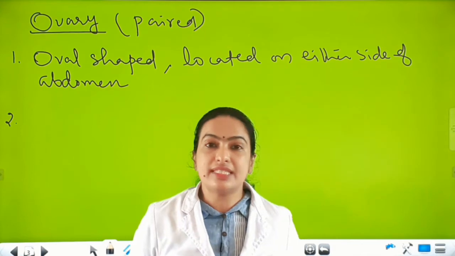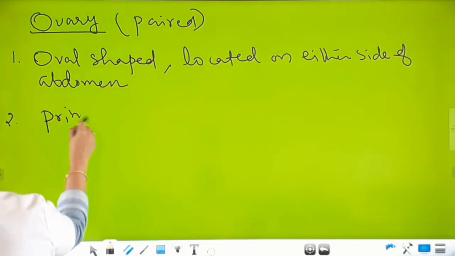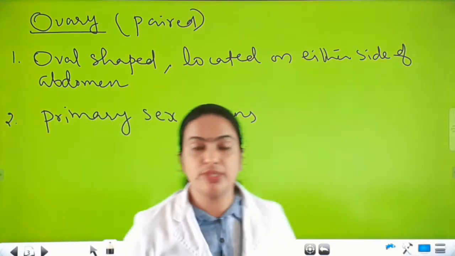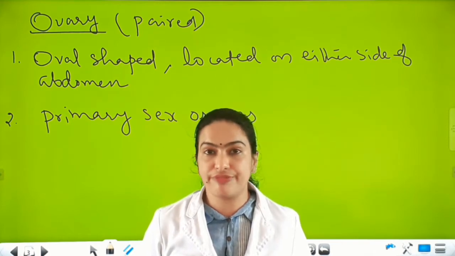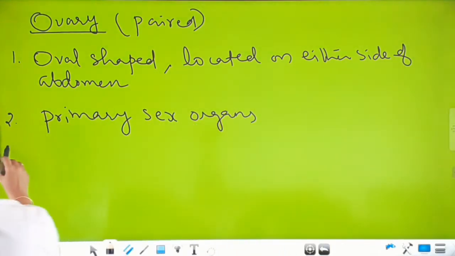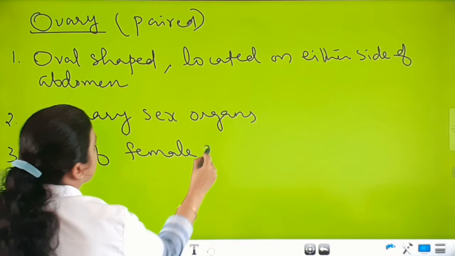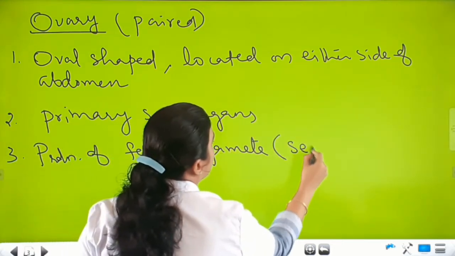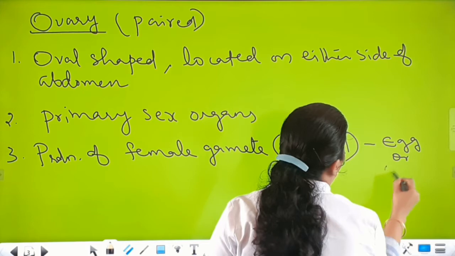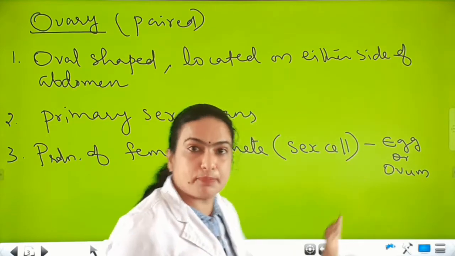And this is the primary sex organ in the female body. So, ovaries are the primary sex organs. Why are they called the primary sex organs? Because these ovaries are responsible for the production of the female gamete as well as the female sex hormone. The female gamete or female sex cell is the egg or ovum. Ovum is a singular word and ova is the plural word.